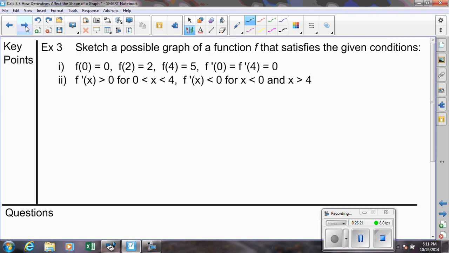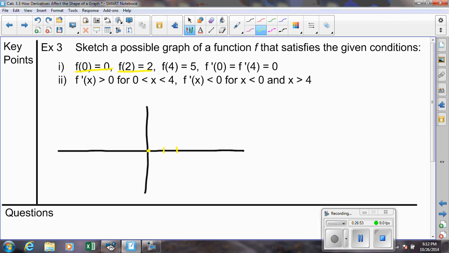Okay, so taking advantage of some information, sketch a possible graph that would fit these conditions. First things first, always put down the points. Points are guaranteed spots where you will need to connect the dots. It's just connecting the dots in an appropriate manner. So f of 0 equals 0, x equals 0, y equals 0. f of 2 equals 2.